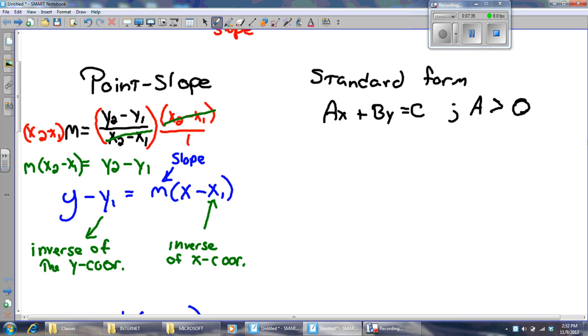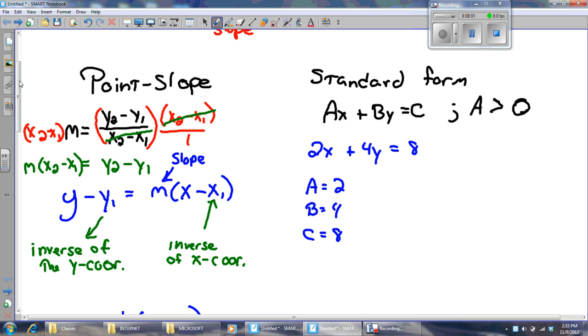What are a, b, and c? They're just coefficients and constants. For example, 2x plus 4y equals 8. A is 2, b is 4, and c is 8. That's standard form. Now, graphing from standard form is a little trickier.